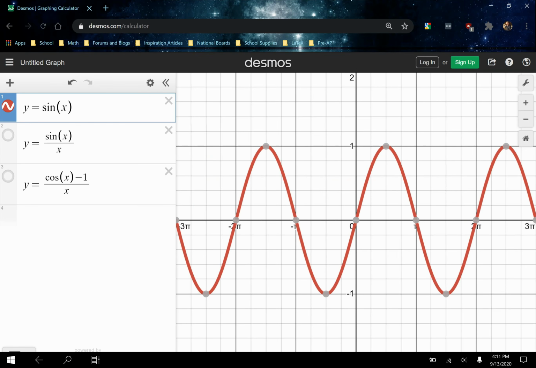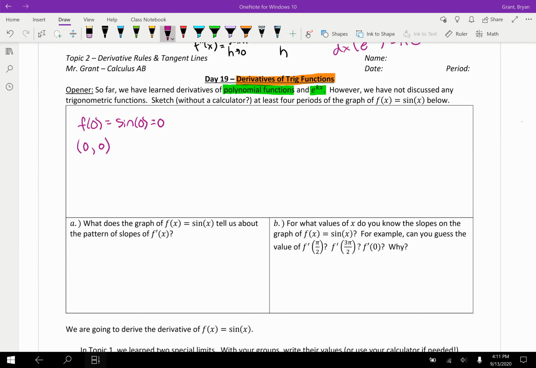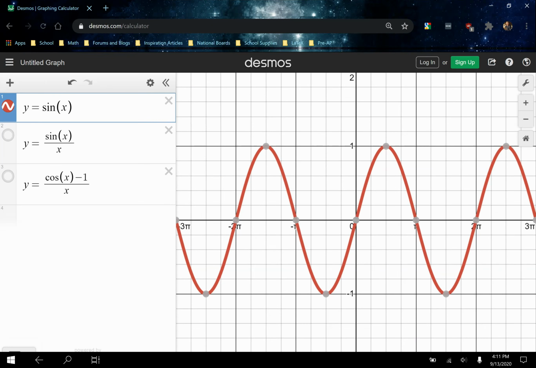So, going back to our 2 questions, part A says, what does the graph tell us about the patterns of the slopes for f prime? Well, because sine repeats itself every 2 pi, then its slopes repeat themselves every 2 pi. Right? It starts at some slope here. If we think of a tangent line right at (0, 0), the slope looks distinctly positive, like up 2 over 1, up 1 over 1, something like that.